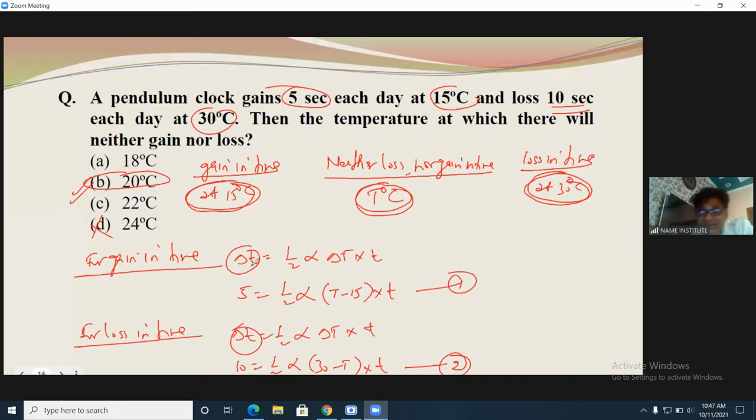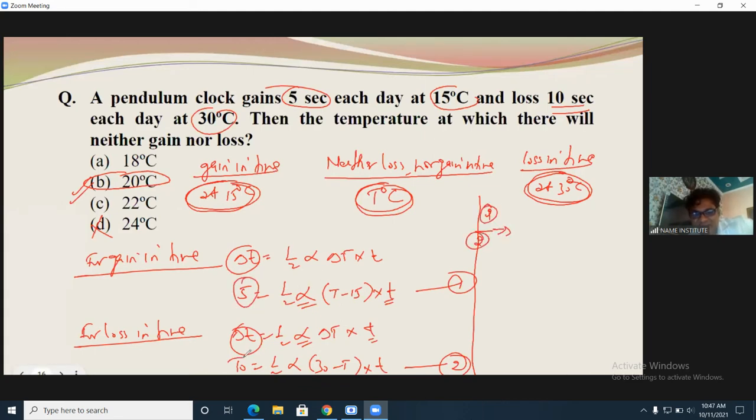How to eliminate the unknown data, like alpha and small t also? If we divide these two relations, we can eliminate the unknown data here, 1 divided by 2.